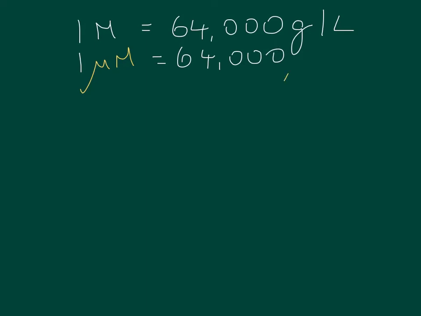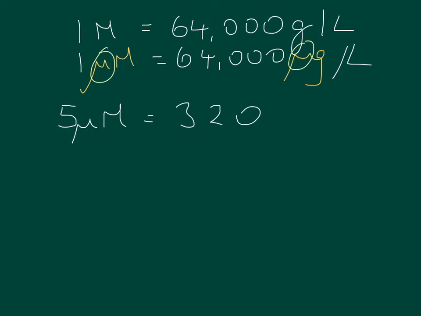64,000 micrograms per litre. You see I just put in the micro either side, so it keeps everything the same. You've 1,000 times less the molarity, and you have 1,000 times less the amount of hemoglobin being added into the litre. So that's 1. The question said 5 micromolar. So 5 micromolar is equal to, if I take my calculator, 64,000 times 5, which is equal to 320,000 micrograms in a litre.